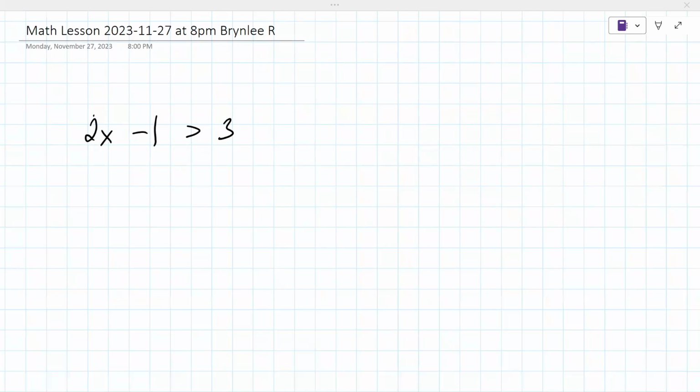X is greater than 2. Okay. Is 2 a solution? No, because it's greater than, so it has to be at least 3. Is 2.5 a solution? Yes. It is. Okay. All right.